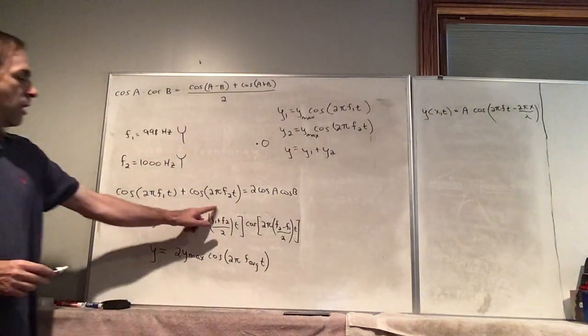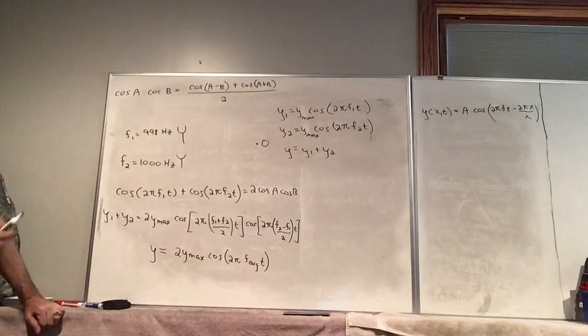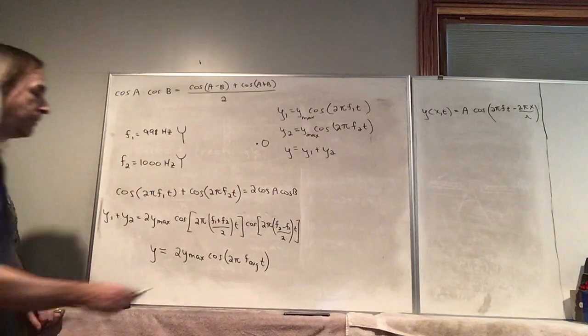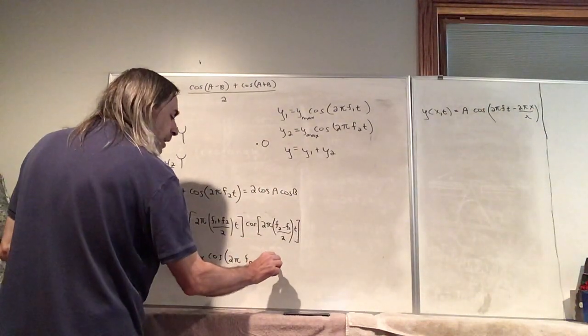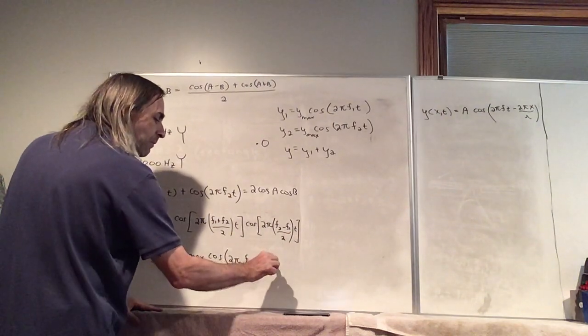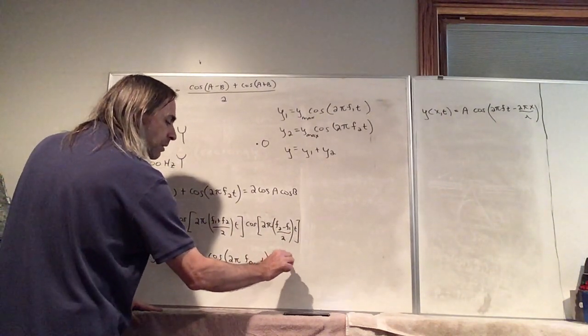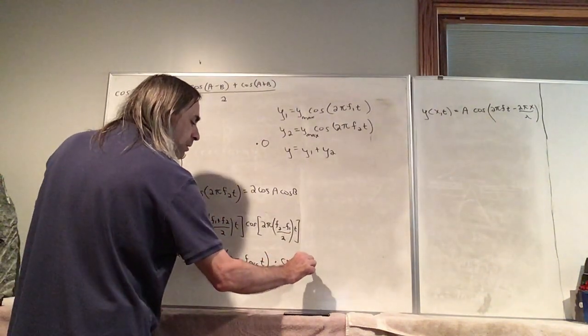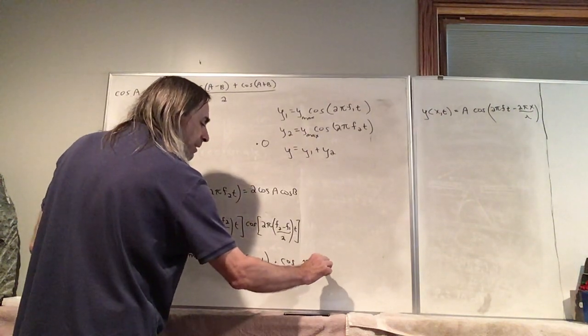So you notice f1 plus f2 over 2, that's the average value of those two frequencies. And then we're going to multiply that. We're going to look at it as two things. This thing times cosine 2 pi. I'll just write it as it is.